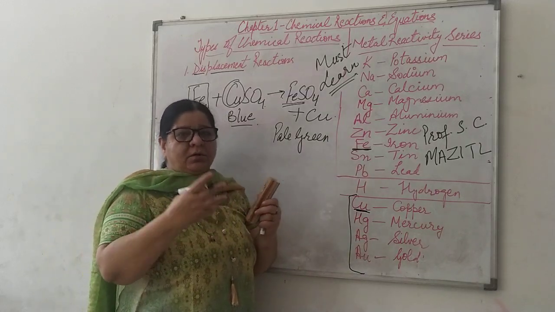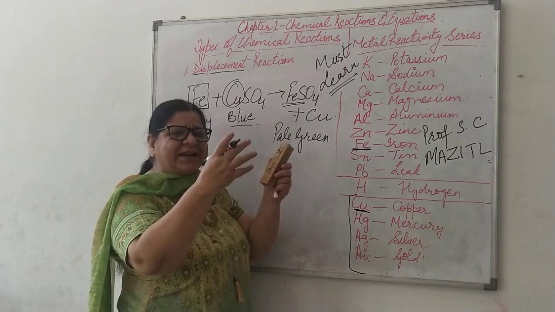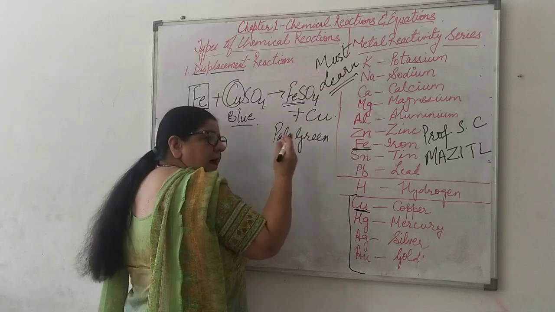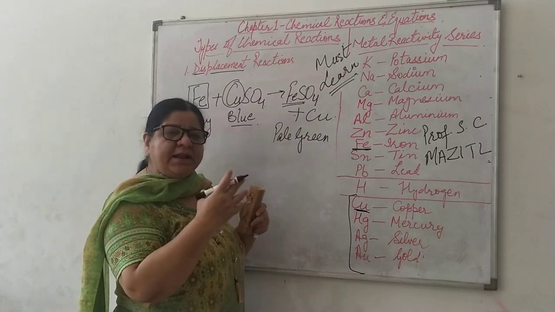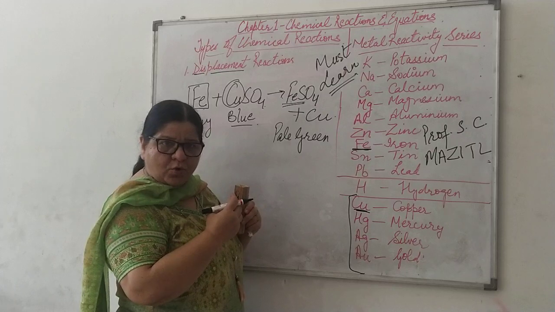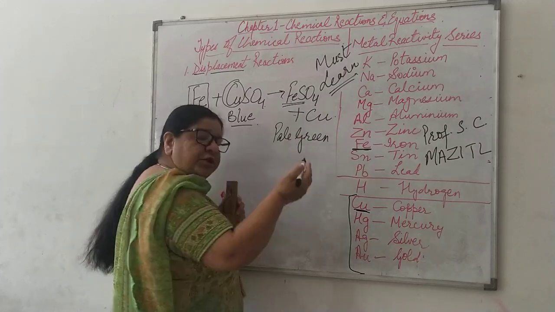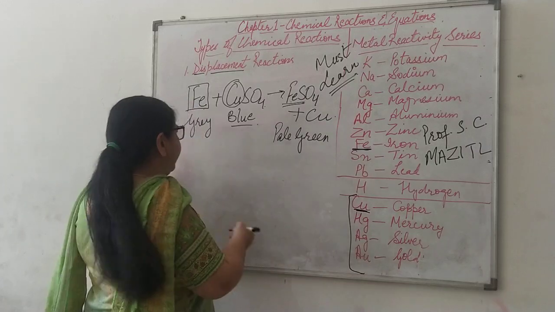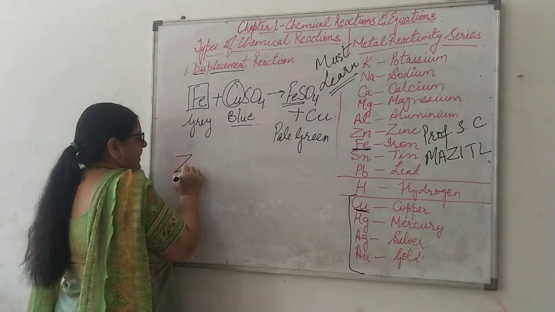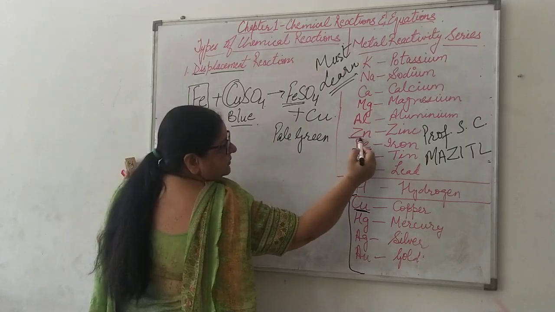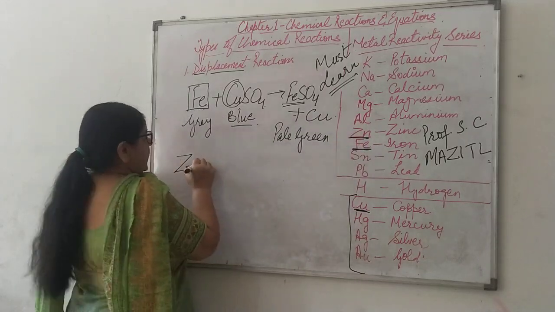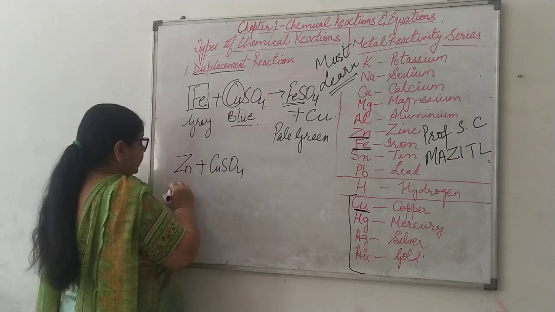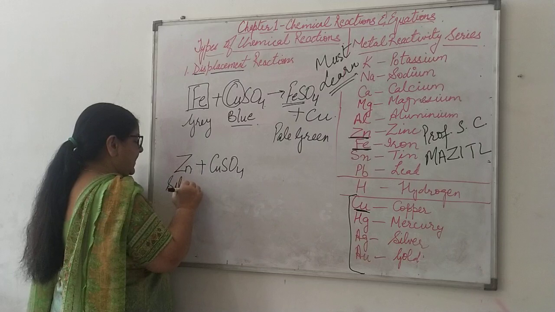Like otherwise also, you must have seen, if you put iron outside, it gets a rusty coating on itself. So here also what happens? Iron nails, they get a coating of brown color over it, and the solution of copper sulfate turns to pale green color. Same way, we can take another example also, like if we take zinc. Zinc is above iron. If we take zinc in a solution of copper sulfate, now the zinc is silver in color.